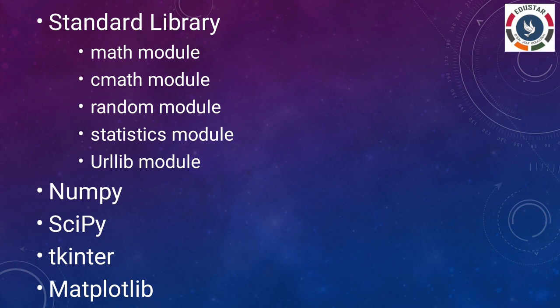The cmath module provides mathematical functions for complex numbers. If you are going to do calculations with complex numbers, we use the cmath module. The next is the random module, whose functions are used to generate pseudo-random numbers. For a program that generates random numbers, we use this library.